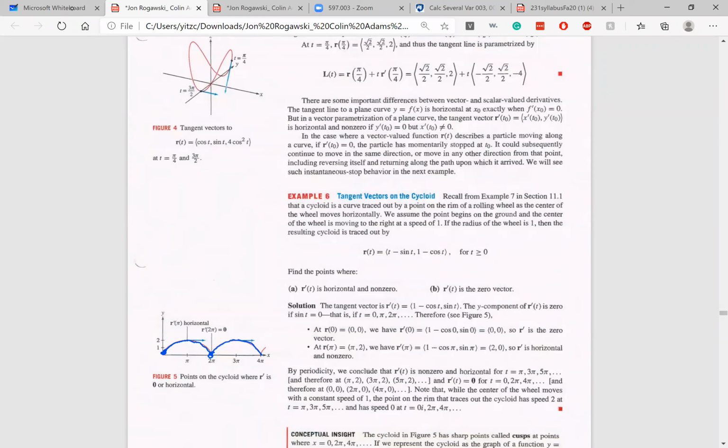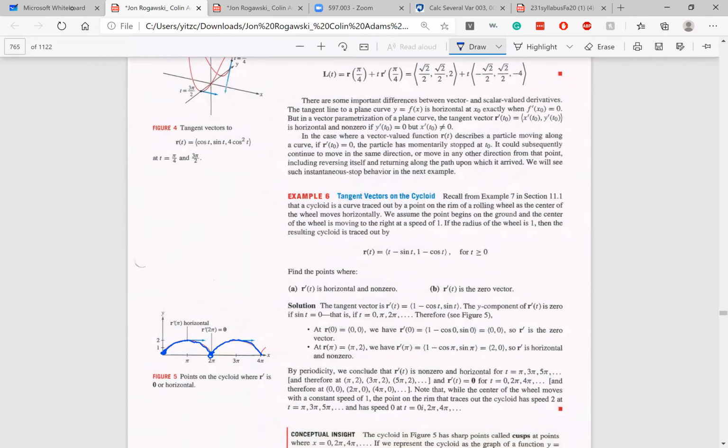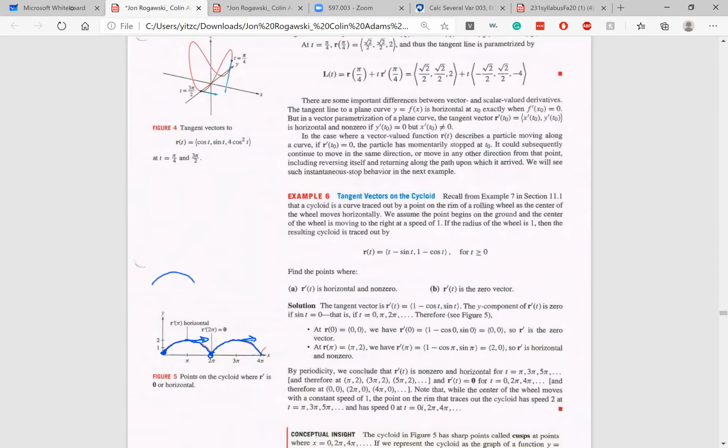And they tell us that the way to actually get this curve is with this r of t. So now they ask us, find the points where r prime of t is horizontal and non-zero. So that would be these lines over here. So every time we're up here, we will have a vector that is horizontal and non-zero. And then they want us to find the places where r prime of t is 0.